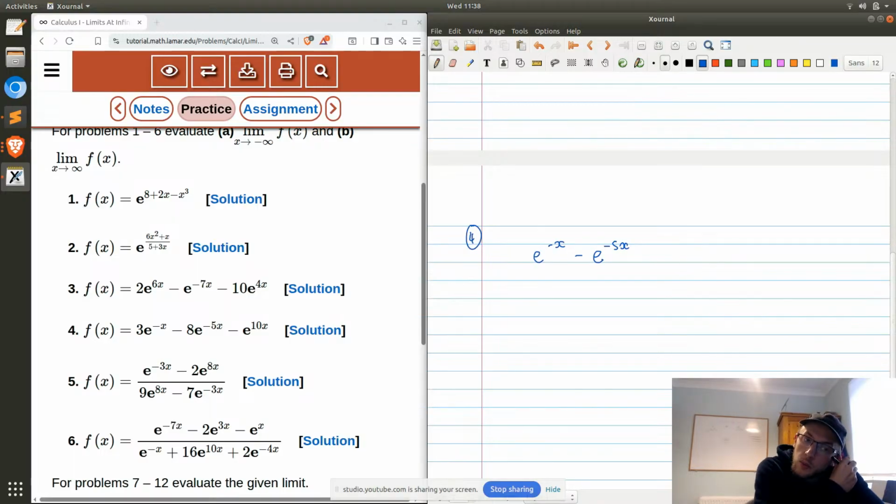The question is, what happens to this as I put in negative infinity? As x tends towards negative infinity, I suppose you formally say. That would turn into infinity, and that would turn into infinity. And this is like a big problem. A big problem. So can I make any progress? I cannot see how.